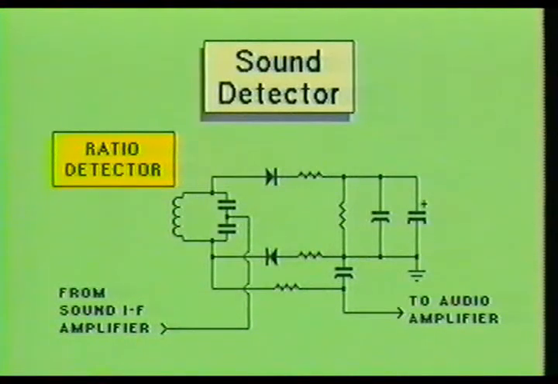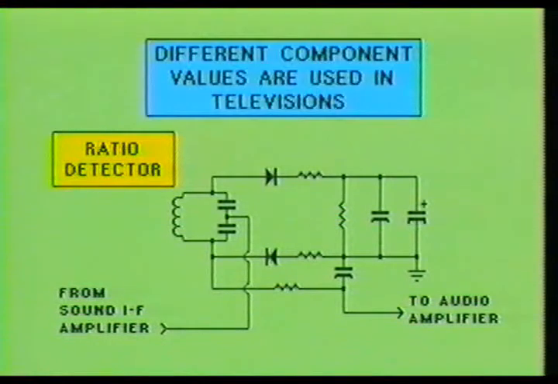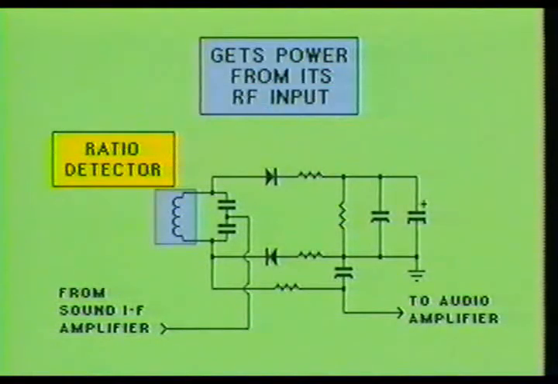Here you see a ratio detector. You may recognize the ratio detector from YouCanDo's FM Radio Part 1 video, where this detector was explained quite thoroughly, along with other FM detectors. Although the basic circuit configuration is the same as found in a standard FM radio broadcast receiver, the frequency and operating bandwidth are different. This results in a different selection of component values used in the sound detector stage of the television receiver. The ratio detector, like other detector circuits, obtains its full power from the RF input signal.